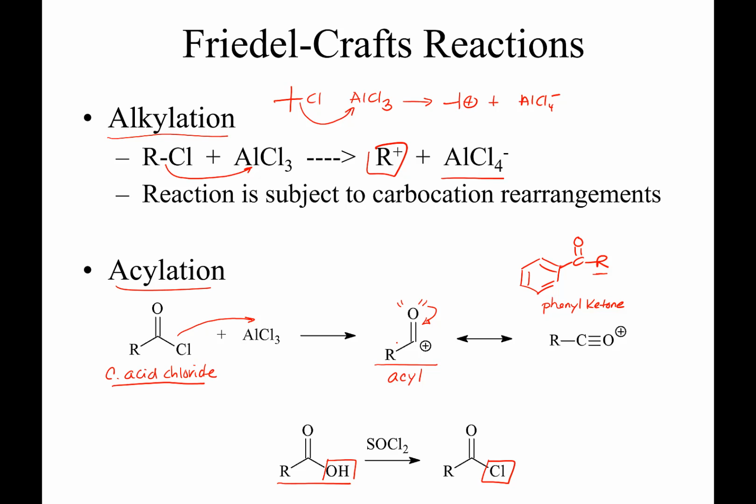Now you may say, where does the carboxylic acid chloride come from? The carboxylic acid chloride comes from taking a carboxylic acid and reacting it with SOCl2 so that you replace the OH with the Cl. It's the same thing that we just did with the sulphonic acid. We replaced the OH with the Cl by using SOCl2.